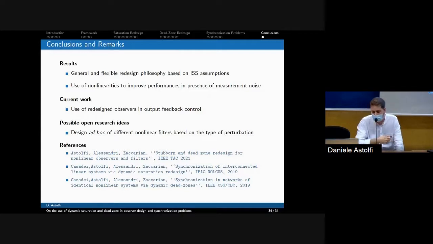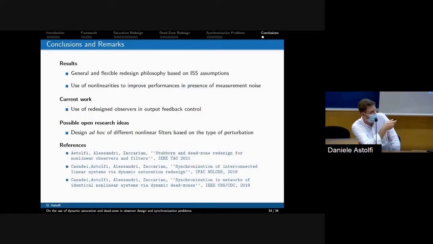We are currently using the same approach to prove that in an output feedback context everything will work. So you have a plant, you have some measurement, and you want to make output feedback control. Can I add this saturation or dead zone in the loop to improve performance in output feedback control? Well, the answer is yes. It's not surprising, but we are still finishing writing the paper.